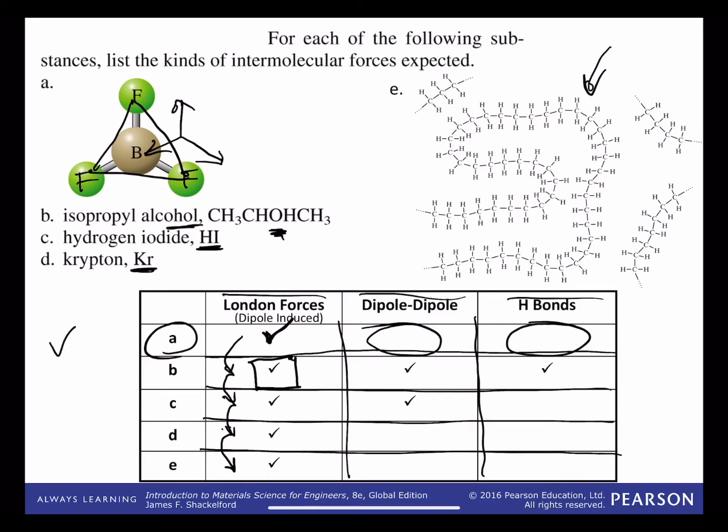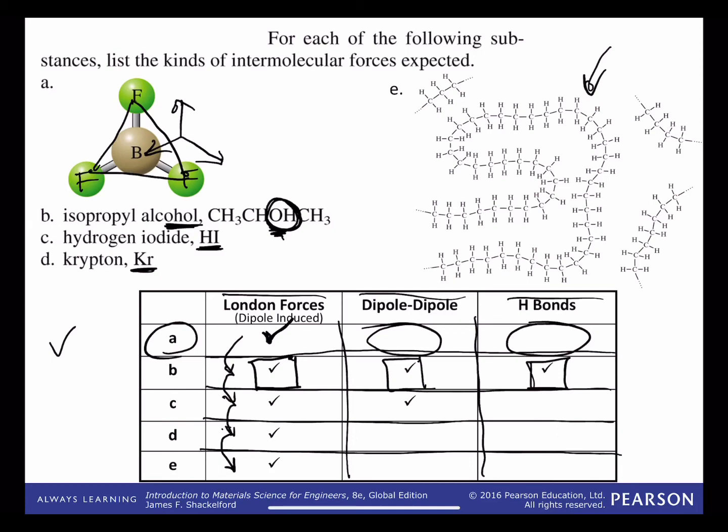Further, because isopropyl alcohol has an OH group, as indicated right here, that OH group has a hydrogen bonded to one of the FON elements, and so we're going to be able to have that hydrogen bonded to another oxygen at another isopropyl alcohol molecule to give us the hydrogen bond. So we're going to see that there as well.